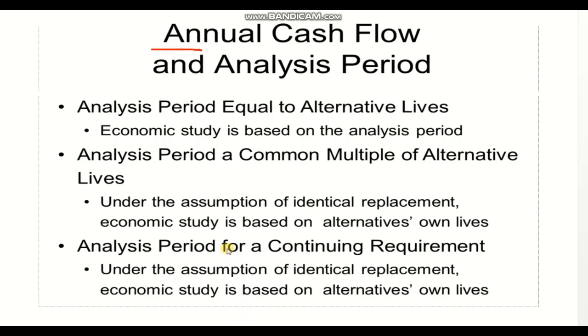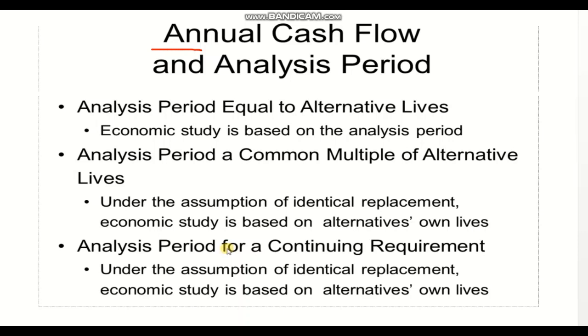Okay, in order to calculate annual cash flow and make the analysis for the periods, we have different options, like in the present worth analysis. We have an analysis period equal to alternative lives, for example when the alternatives have, say, 10 years of useful life, and the other option is an analysis period that is a common multiple of the alternatives' lives.